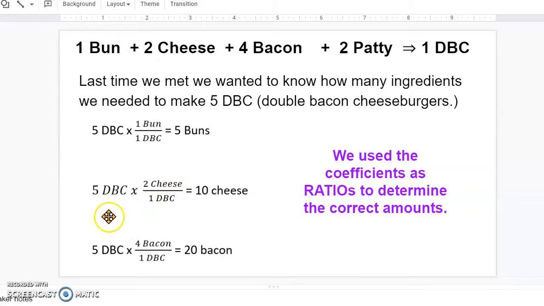So if we want to make 5, we're going to multiply. Same thing with the bacon. It's a 4-to-1 ratio. So if we want to make 5, we have to multiply by 4. And a lot of you were just able to do this in your head, and that's fine. The reason I'm showing you this is that it is going to get a little bit more tricky, and we'll come back to that in a moment.